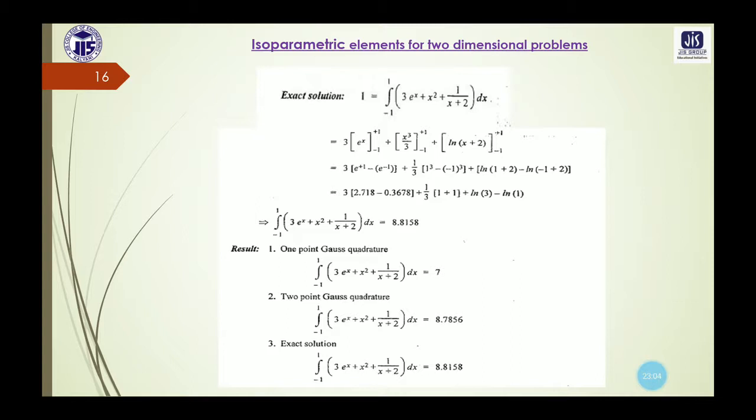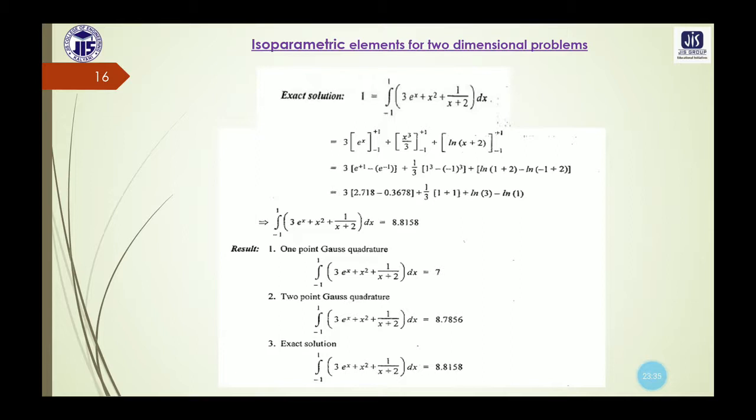Now we need to compare this result of the 1-point and 2-point Gaussian quadrature for the given integral with the exact solution. So we need to get the value of the exact solution; we need to perform the simple integration here. For e^x the integration is the same, e^x, for x² it is x³/3, and for 1/(x+2) it is ln(x+2). Now putting in the limits, finally we are getting the value of the exact solution as 8.8158.